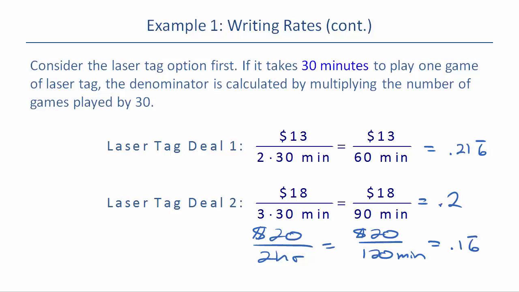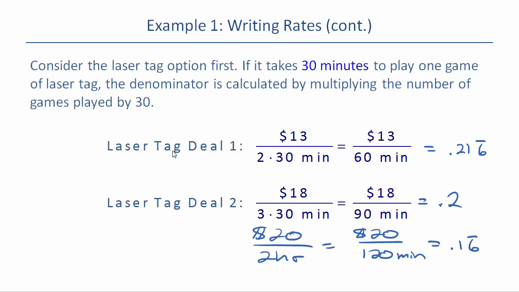Now, based on that, which do you think is the best deal, right? Which one gives you the most bang for your buck? Well, it's pretty obvious that it's either the largest number or the smallest number. So are you better off with 0.216 or are you better off with 0.16? And these little bars mean repeating, right? Well, you've got to remember what the unit of measure is. This is dollars per minute.